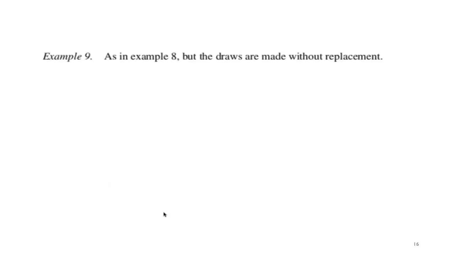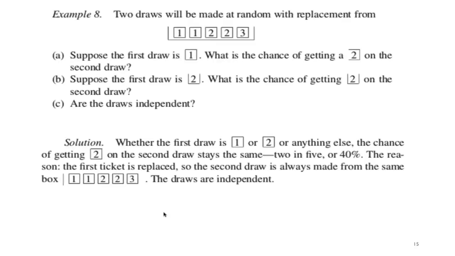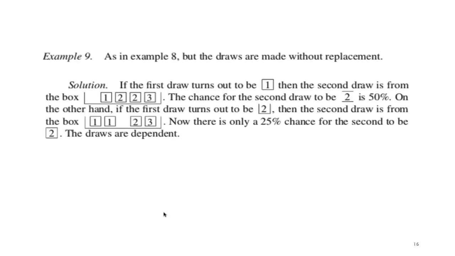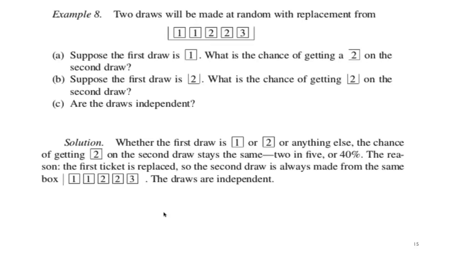Okay, let's do another example, the same thing as example 8, but this time we're going to do it without replacement. In other words, we don't put anything back. So again, let's go back to this problem. Suppose the first draw is a 1. What's the chance of getting a 2 on the second draw? Because we know the first draw is a 1, that affects things because we're not going to put it back. So now we have 4 cards, and the chance of getting a 2 is now 2 out of 4, because we took out a 1 already and don't put it back.